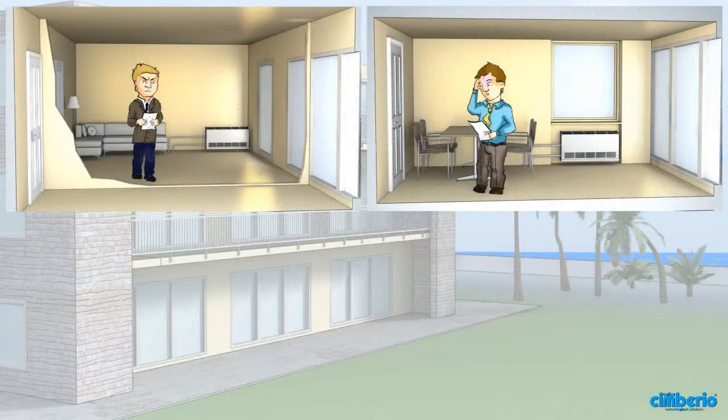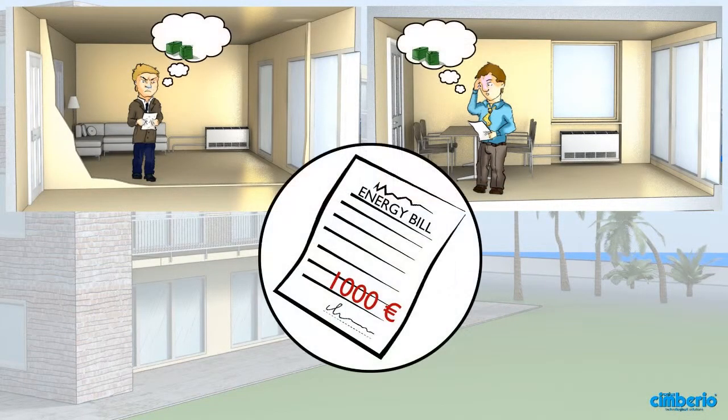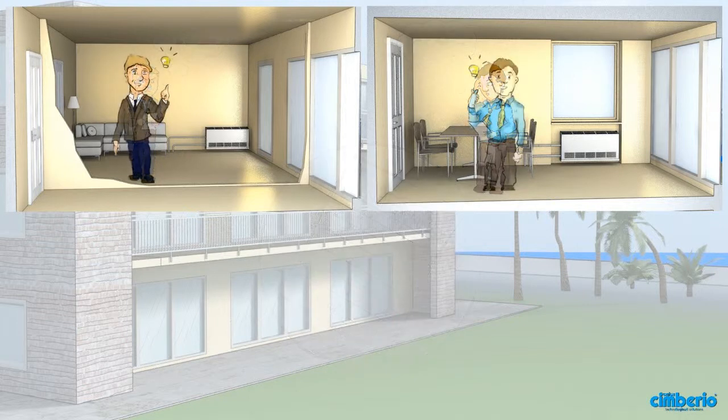Mr. Brown and Mr. Smith's satisfaction doesn't last long. The first utility bill after the plumber's visit is extremely high. This is the result of an unbalanced system.